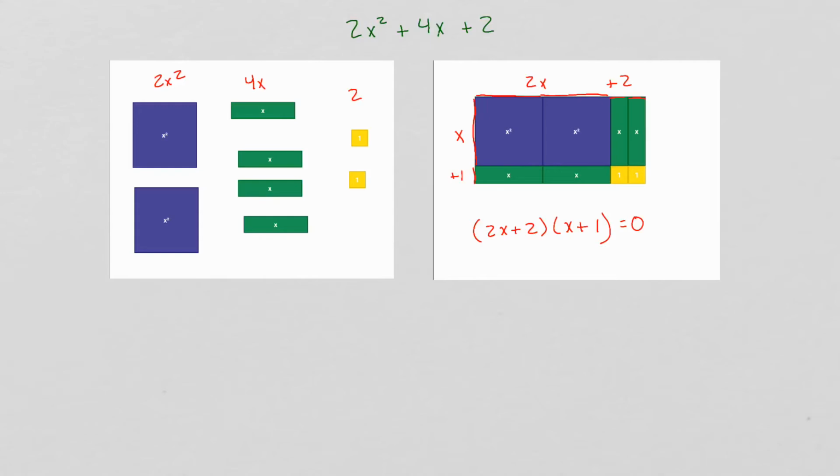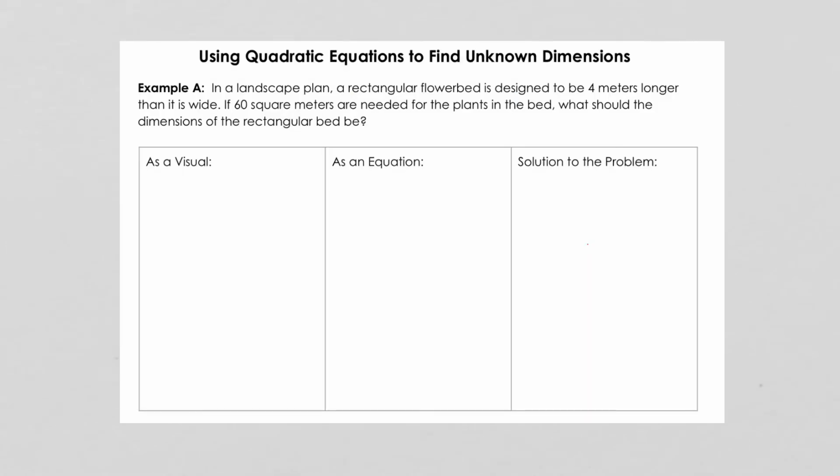your paper. All right, let's take a second, though, at this point to look at another example of a real-world problem that we could solve using a quadratic equation or a quadratic model. We have here a problem that says in a landscape plan, a rectangular flower bed is designed to be 4 meters longer than it is wide. And if 60 square meters are needed for the plants in the bed, what should the dimensions or the width and length of the rectangular bed be?